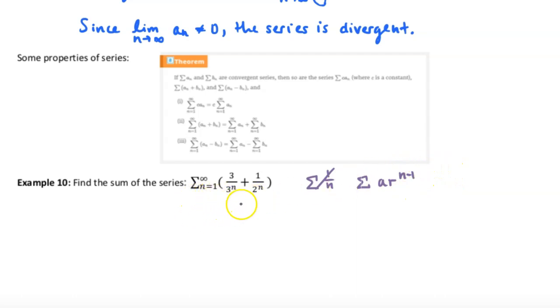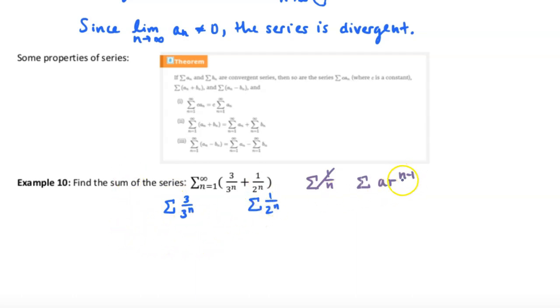And I can split these up. That's what this theorem is saying, that I can split these up, and I can split this up into the sum of 3 over 3 to the power of n and the sum of 1 over 2 to the power of n. And I'm not going to write this n equals 1 to infinity because that's my assumption. If I don't have this here, then I can assume I'm going from 1 to infinity. So you can write it out. You just don't need to write it out every single time.